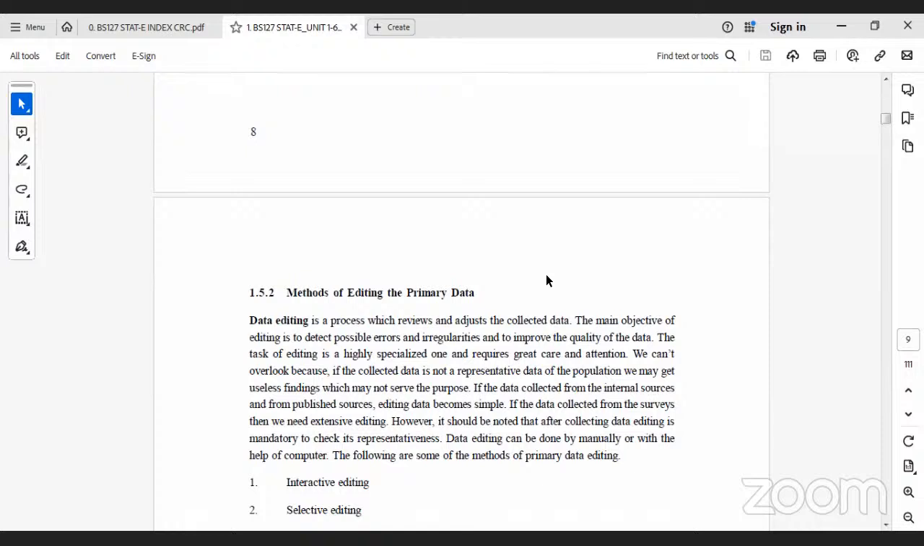Then, methods of editing of primary data. Data editing is a process which reviews and adjusts the collected data. The main objective of editing is to detect possible errors and irregularities to improve the quality of the data. The task of editing is a highly specialized one and requires great attention. We can't overlook it, because if the collected data is not representative of the population, we may get useless findings which may not serve the purpose.